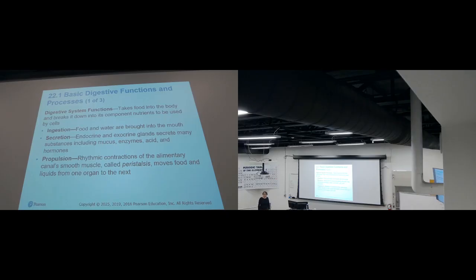Secretion. We have glands like the pancreas that secretes enzymes and hormones. Secretion of acid by the stomach. Secretion of mucus from most of the alimentary canal, so that the food can propel easily, can move from proximal regions into distal regions without eroding the walls of the alimentary canal.